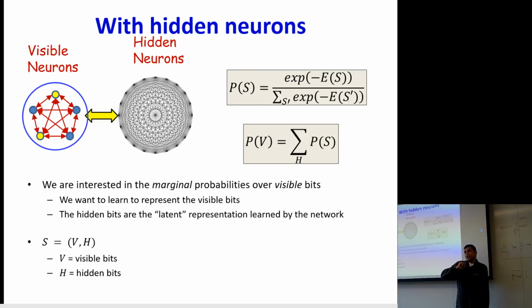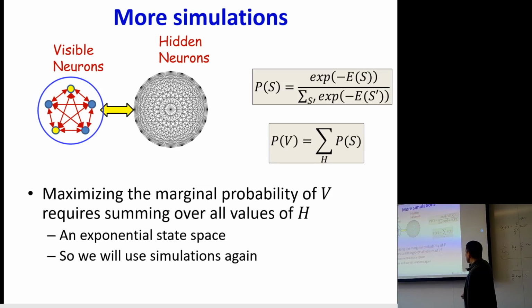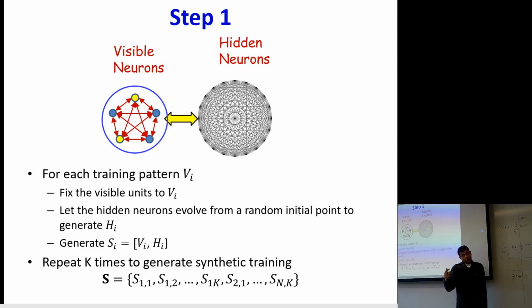So you want to marginalize over the hidden variables. Now I can partition every bit sequence into two components: the arrangement of the visible neurons and the arrangement of the hidden neurons, V and H. When I want to train the network to store specific memories, I want to store arrangements of the visible neurons. I don't care about what the hidden neurons really are. So I want to maximize the marginal probability of V, which requires summing over H, right? And this is an exponential state space. We can't actually sum, so we're going to use simulations again.